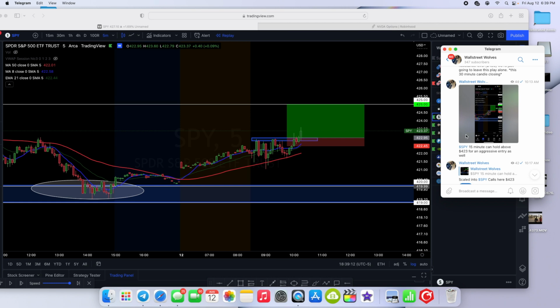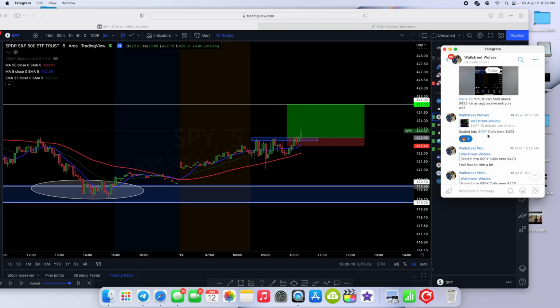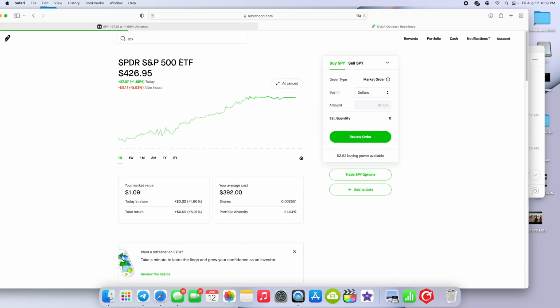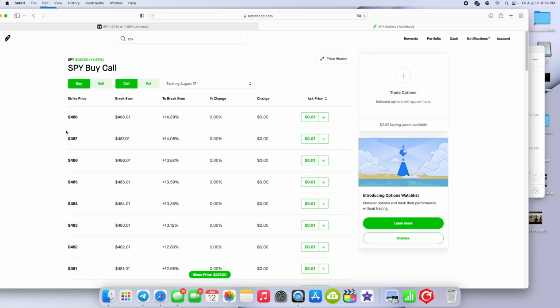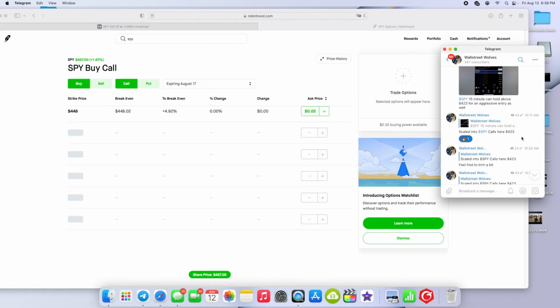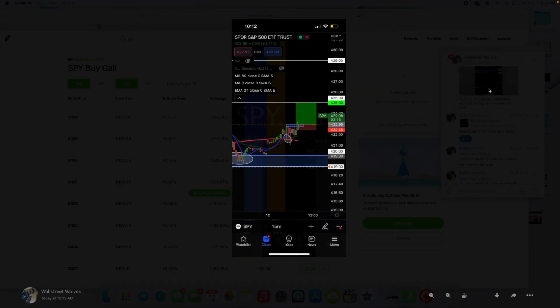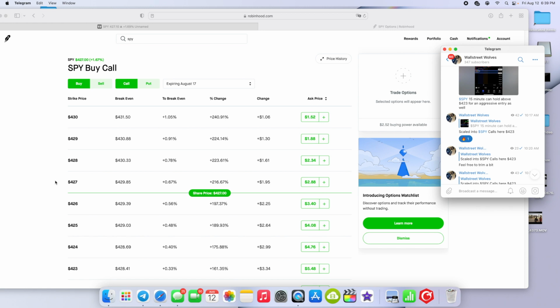SPY 15-minute can hold above 423 for an aggressive entry as well, and it scaled into SPY calls here. 423 is the strike price. Again, you'll go on to Robinhood, search up SPY right here, trade SPY options and find that, what is it, 423. Did I put 423? Yeah, I did put 423.